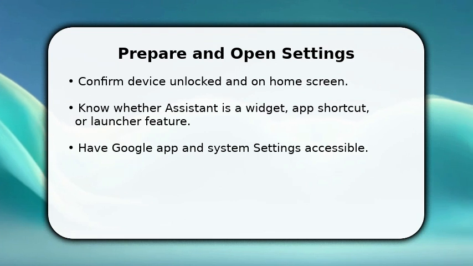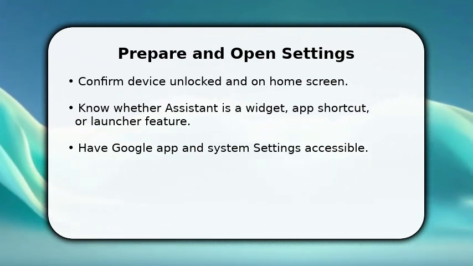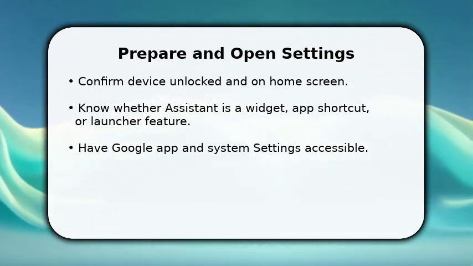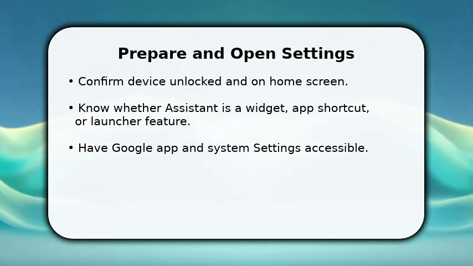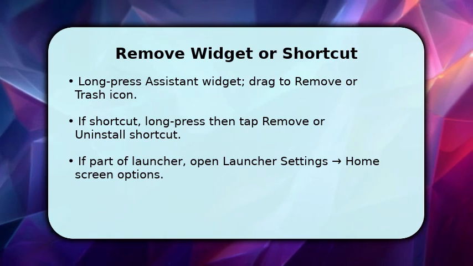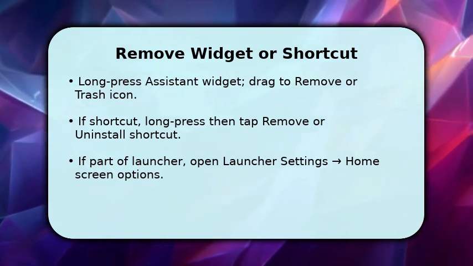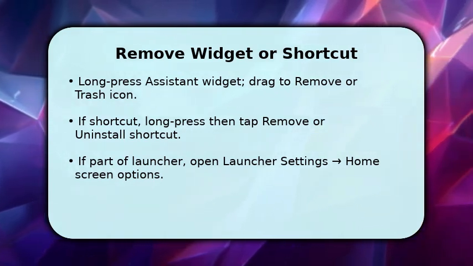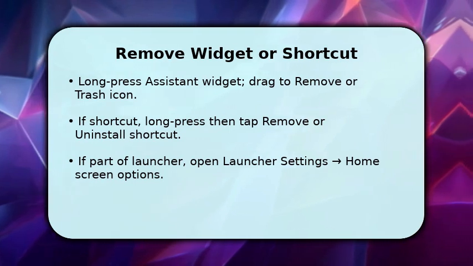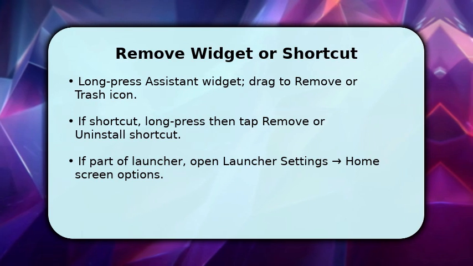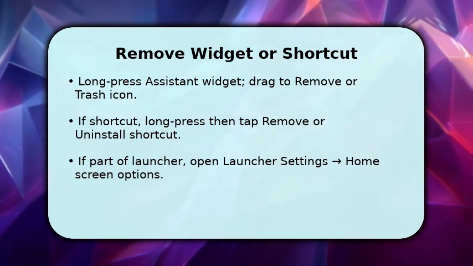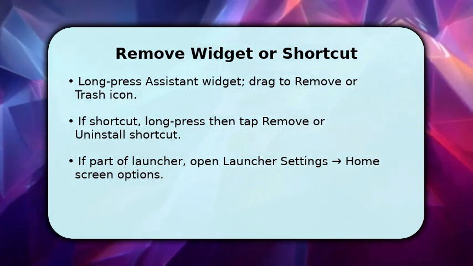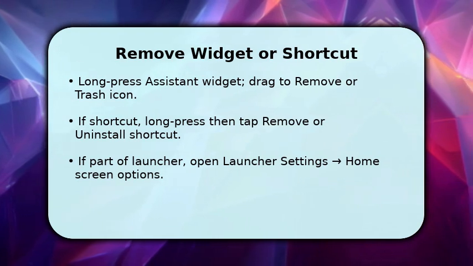If you can, also open the Google app settings in parallel so you can switch between panels quickly while you follow the next steps. Now act. Long press the Assistant element on the home screen and drag it toward Remove or the trash icon. That immediately deletes widgets and most shortcuts. If it's an app shortcut, you may see Uninstall or Remove shortcut. Choose Remove to keep the app but clear the icon.